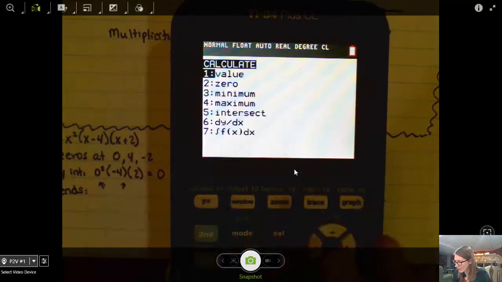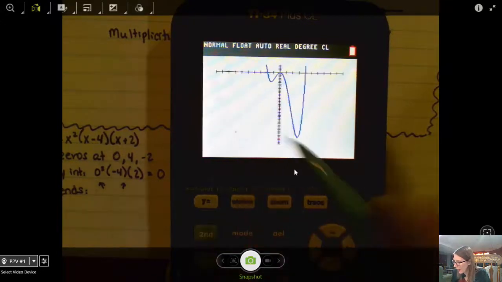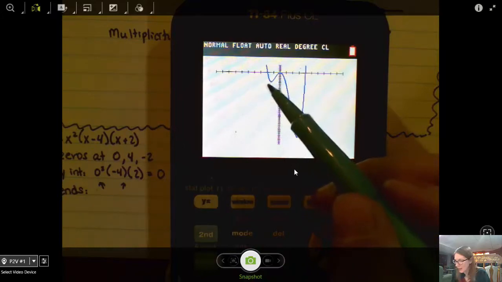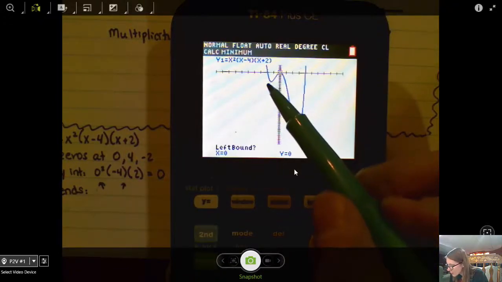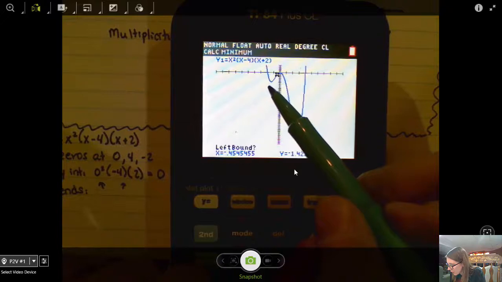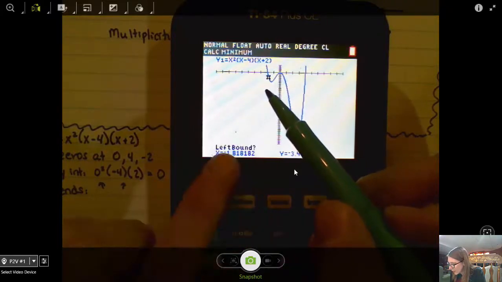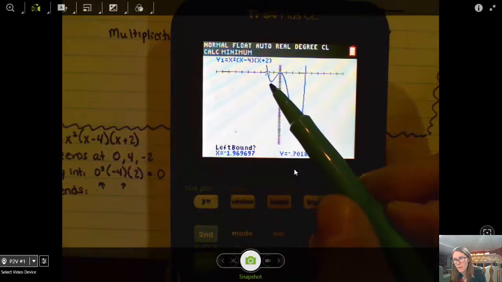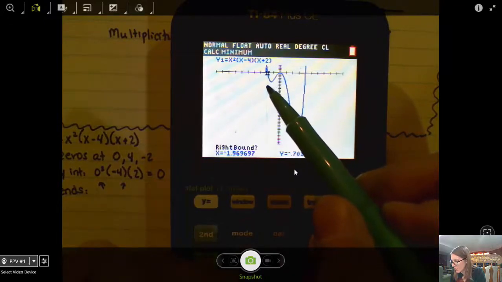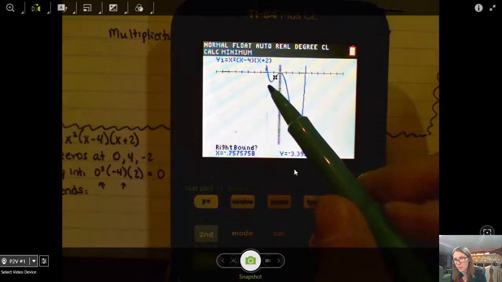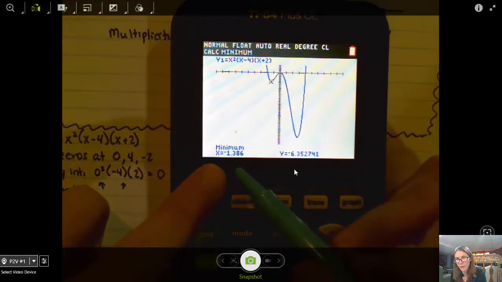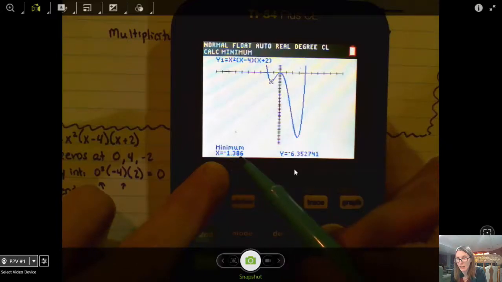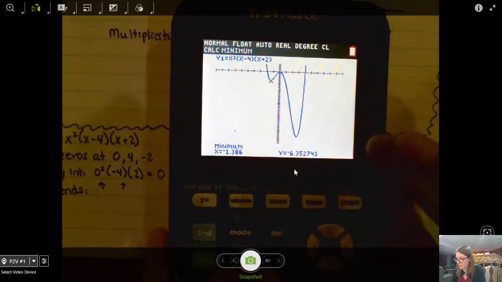So second calc, if I'm trying to find my minimum here, I want second calc, minimum. Move your cursor over. It says left bound. We just need to be on the left side of that minimum. Hit enter. Right bound, we need to go to the right side of our minimum. Hit enter. And then guess, we hit enter one more time. So we have a relative minimum at, if I round this, negative 1.39, negative 6.35.